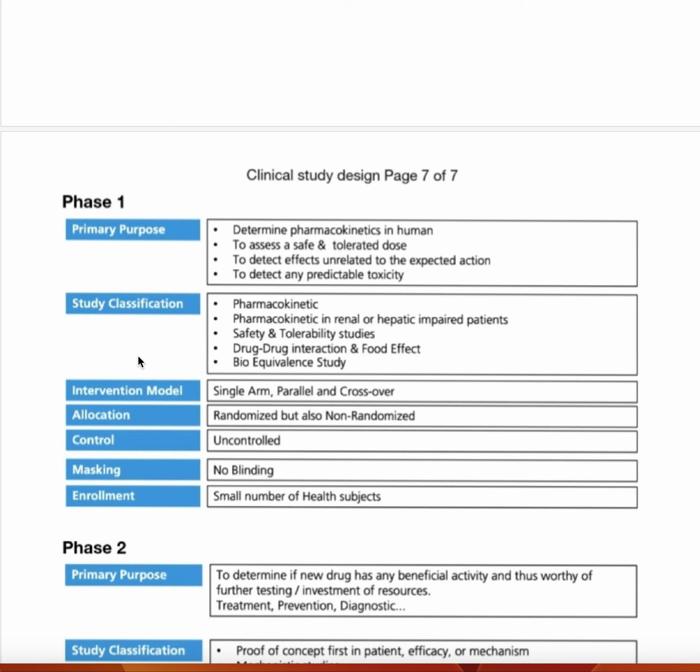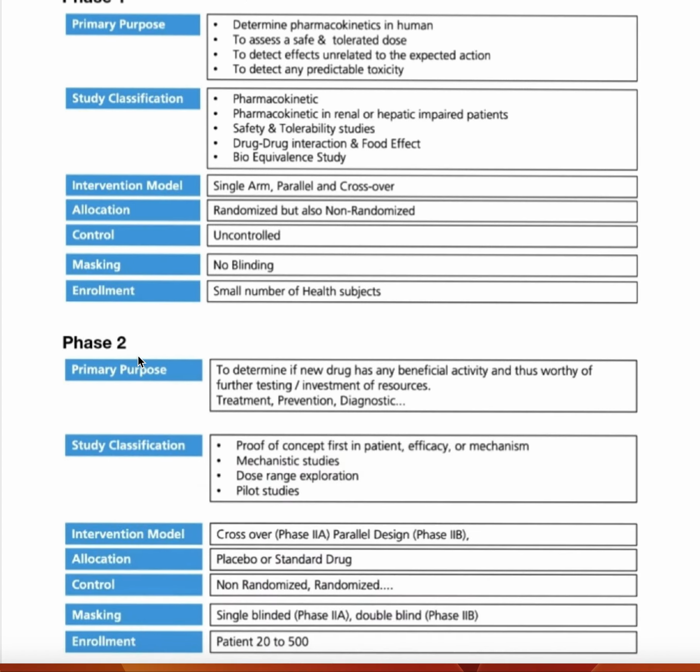And then we go to phase 2, which we call exploratory, or we can say therapeutic exploratory. The primary purpose is to determine if the new drug has any beneficial activity and is thus worthy of further testing, investment of resources: treatment, prevention, and diagnostic. Why do we say beneficial activity? Because we give this drug to patient participants, and we want to know if it really has an effect or not.